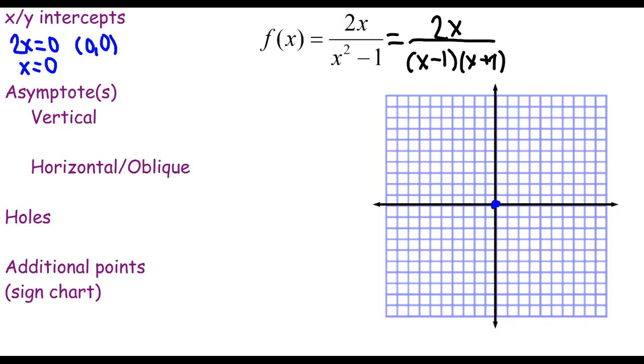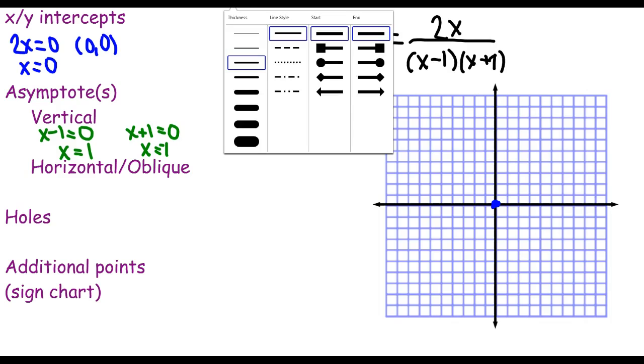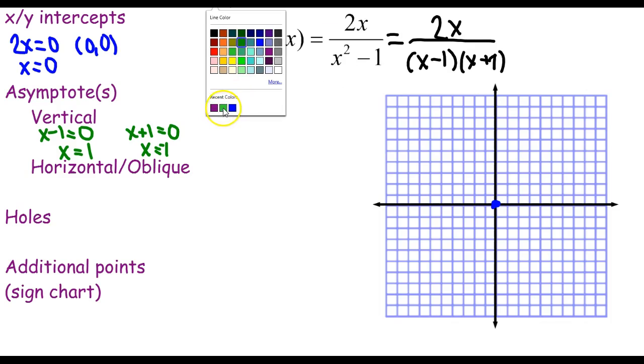Next, I want to look for the asymptotes. We'll start with vertical. Again, vertical asymptotes are where the denominator is equal to 0. So if x minus 1 equals 0, that's a vertical asymptote, as well as x plus 1 equals 0. I'm going to get x equals 1 for that asymptote, as well as x equals negative 1. I'm going to go ahead and graph those asymptotes.